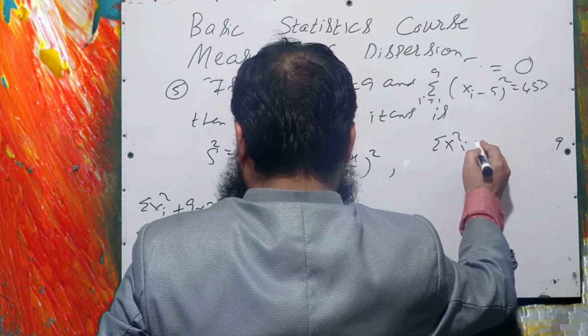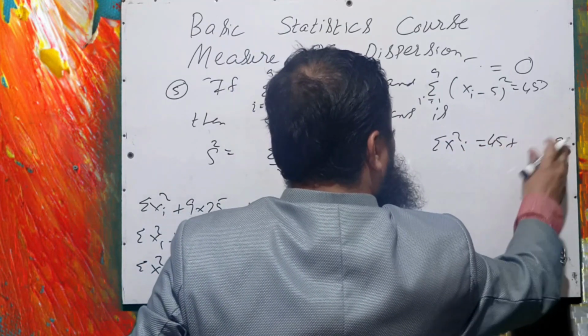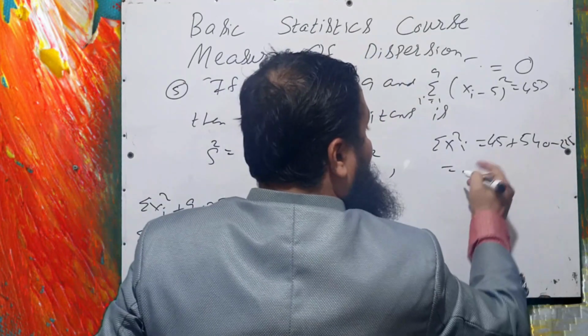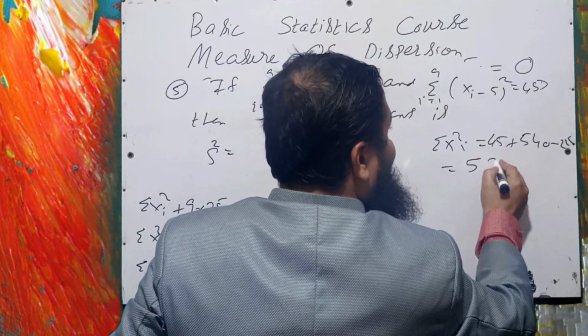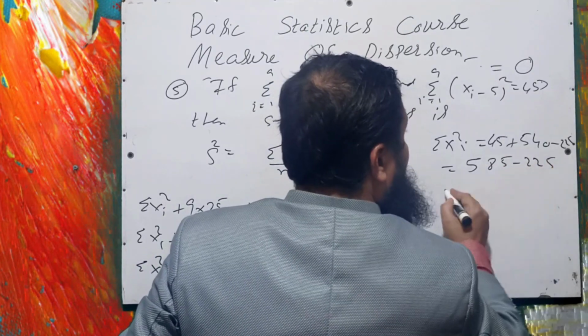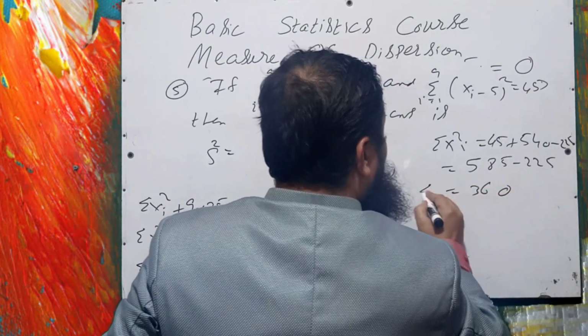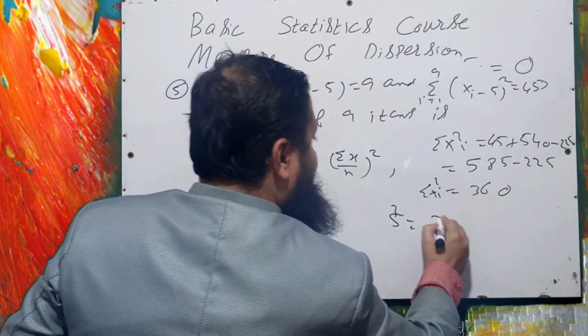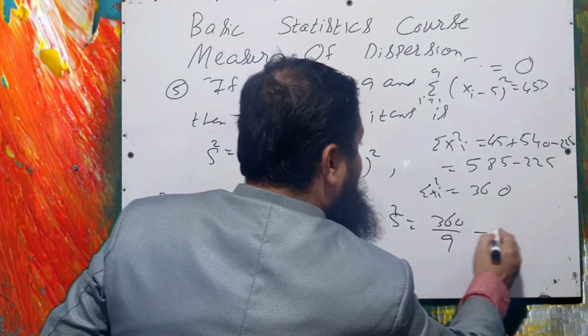Summation xi square is equal to 45 plus 540 minus 225. Just solve them. That will be 585 minus 225, and that will be 360. Summation xi square is 360. Now put in this formula of variance: 360 over 9, since 9 values are there.